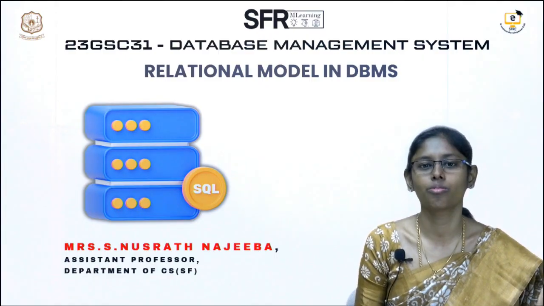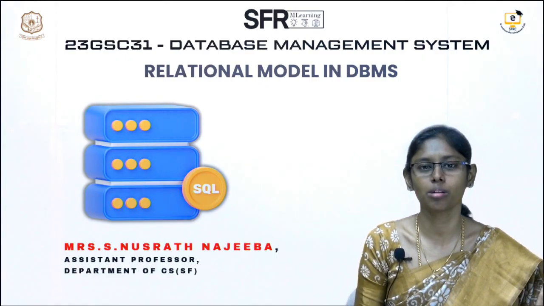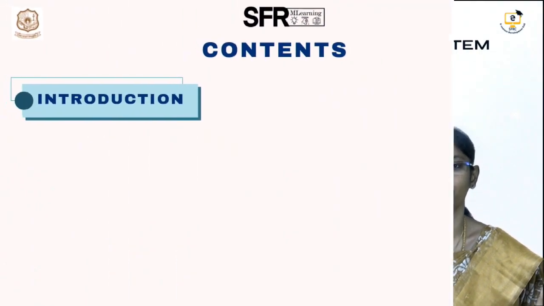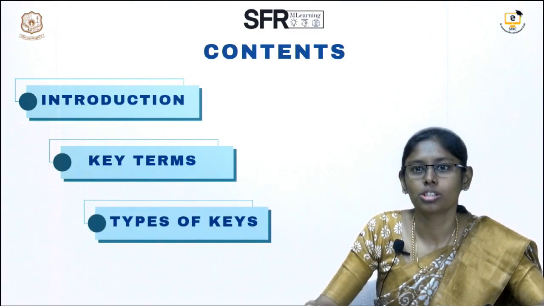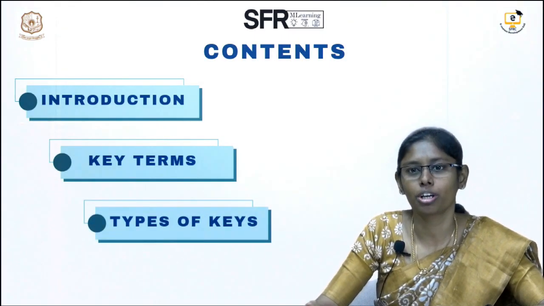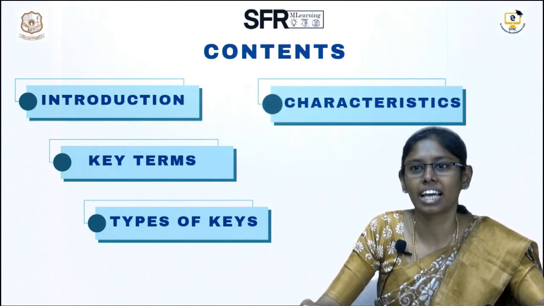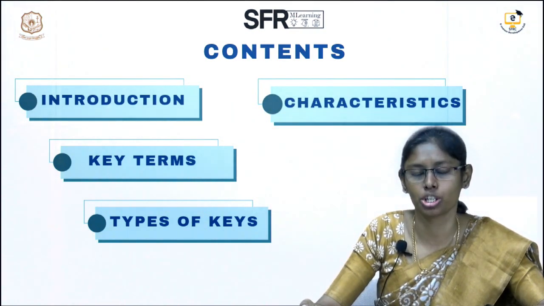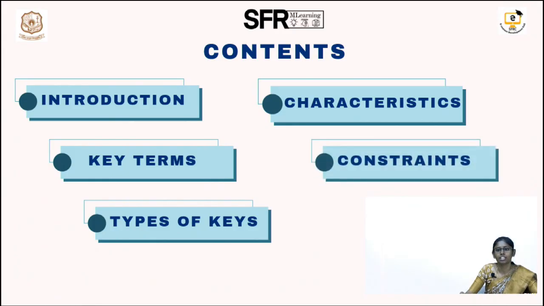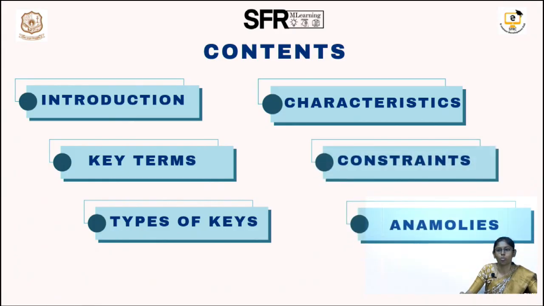In this video lesson, we are going to learn about relational models in DBMS. These are the contents we are going to learn today. First of all, we are going to see the introduction, key terms and types of keys. After that, we are going to see the characteristics of a relational model in DBMS and constraints. Finally, the anomalies in a relational model in DBMS. Let's see the introduction.